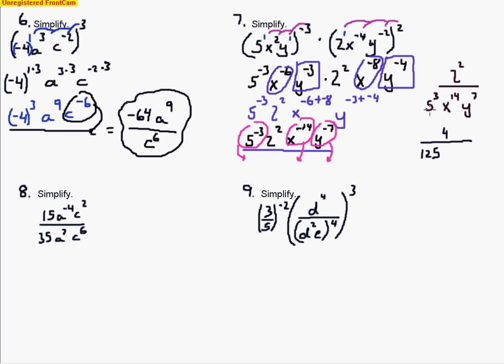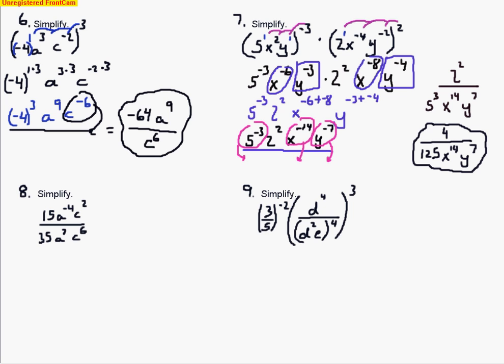So make sure you multiply out the numbers. 5 and 5 make 25, times another 5 makes 125. x to the 14th, and a y to the 7th. And there is our answer. So that answer there would get you full credit.